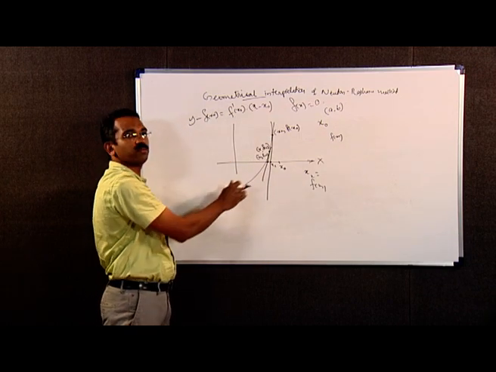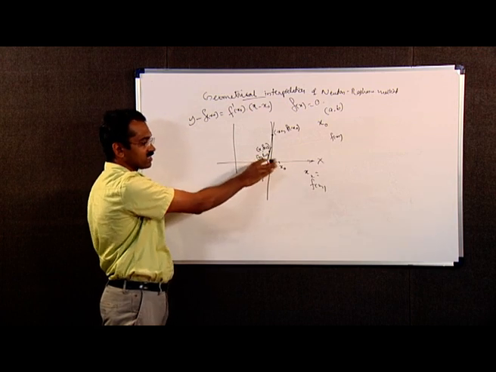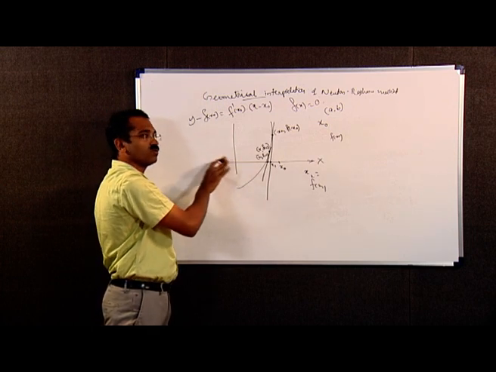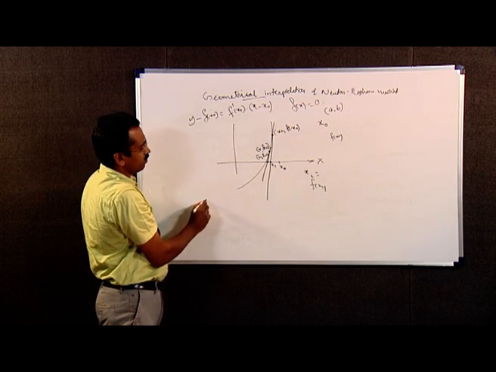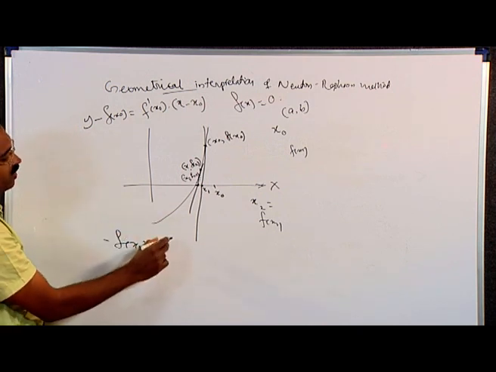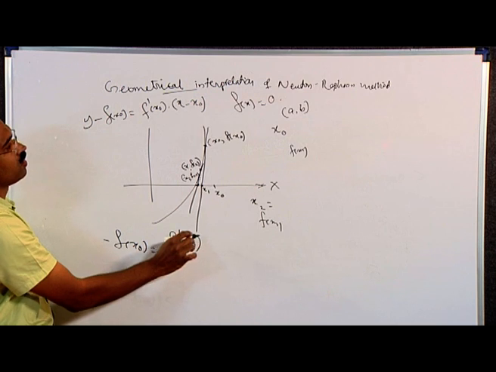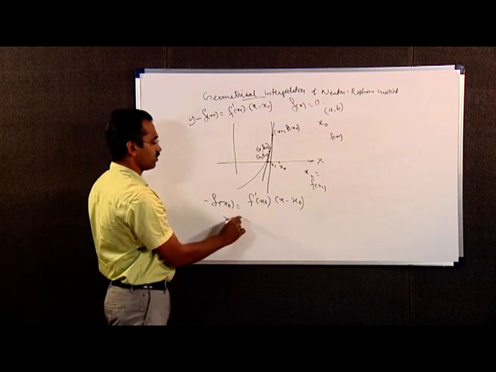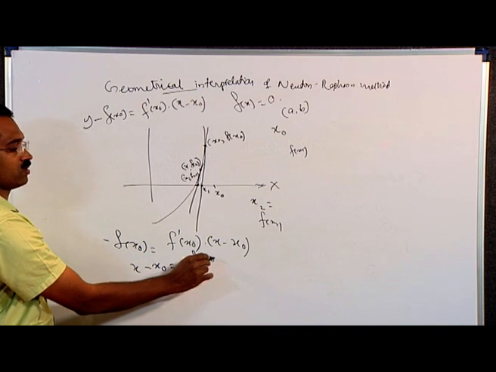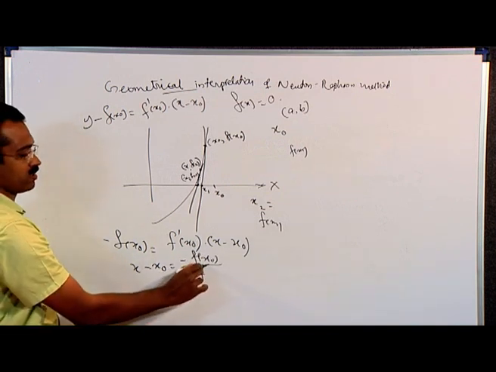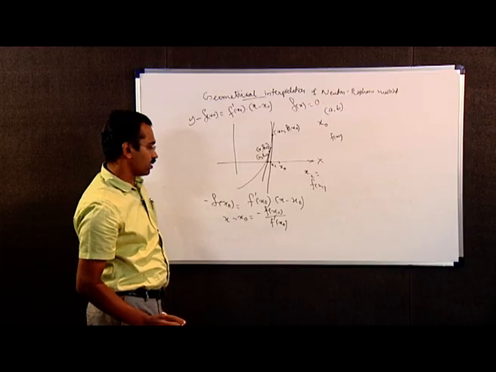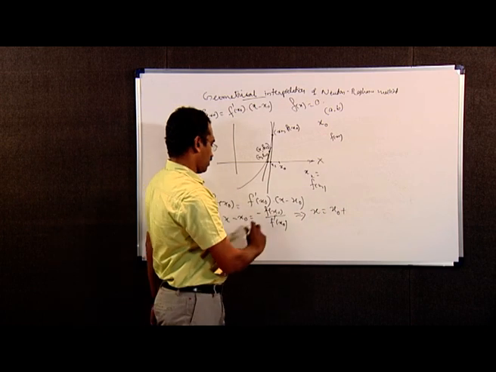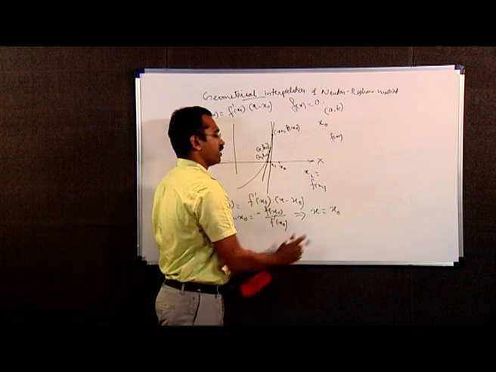Since the tangent meets the x axis, on the x axis y equal to 0, we will get minus f of x naught is equal to f dash of x naught into x minus x naught, or x minus x naught is equal to negative of f of x naught divided by f dash of x naught, which implies x equal to x naught minus f of x naught divided by f dash of x naught.